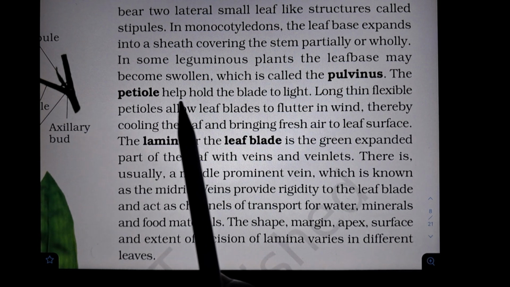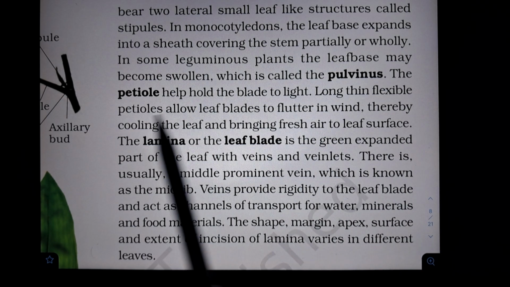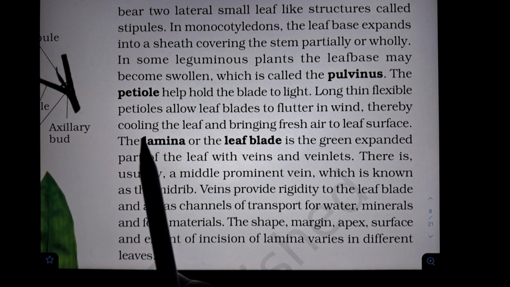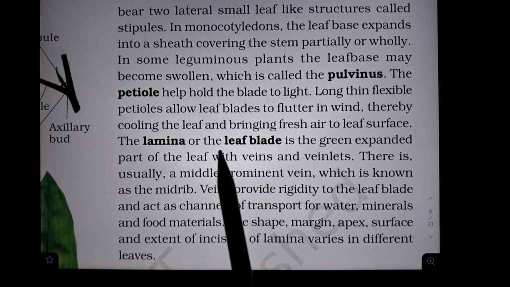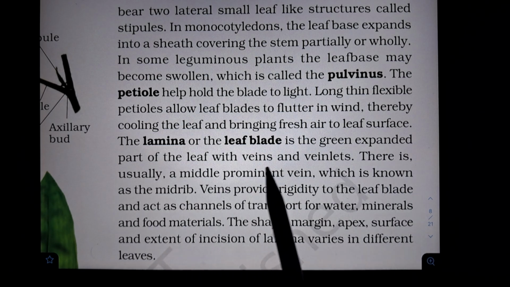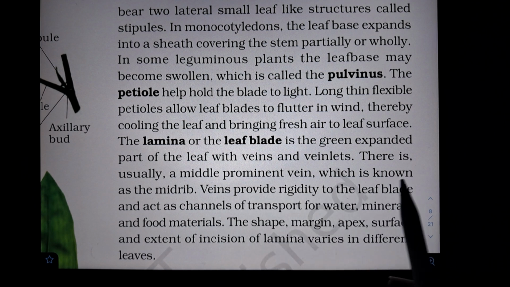The petiole helps hold the blade to light. Long, thin, flexible petioles allow leaf blades to flutter in the wind, thereby cooling the leaf and bringing fresh air to the leaf surface. The lamina, or leaf blade, is the green expanded part of the leaf with veins and veinlets. There is usually a prominent middle vein, known as the midrib. Veins provide rigidity to the leaf blade and act as channels of transport for water, minerals and food materials.